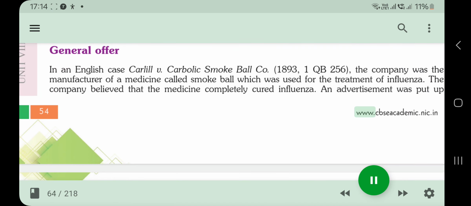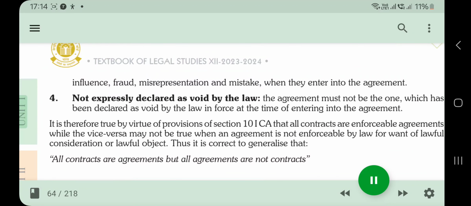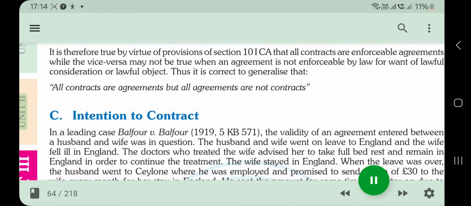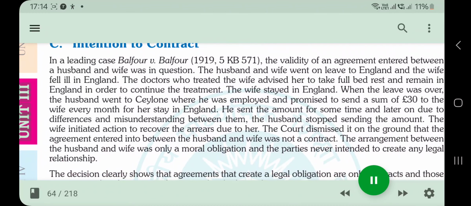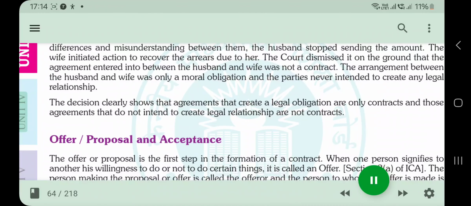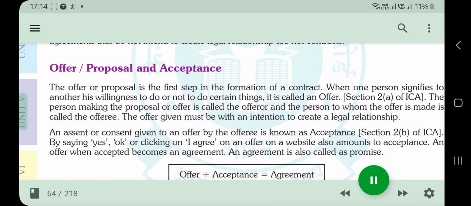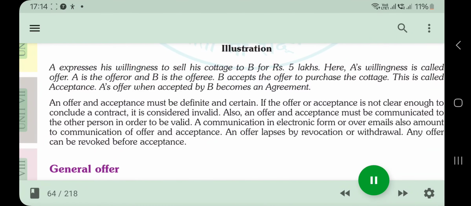Chapter 3, A. Textbook of Legal Studies XII, 2023-2024. www.cbseacademic.nic.in. Unit I, Unit II, Unit III, Unit IV, Unit V, 54. Unit V, Unit VII, Unit VIII.